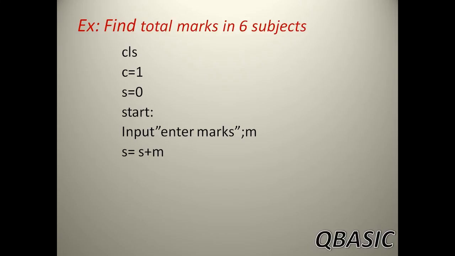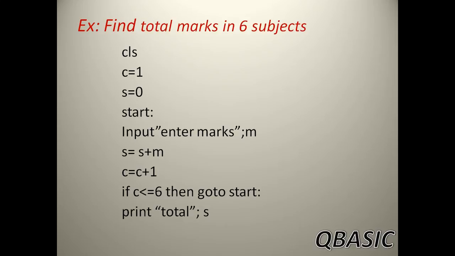S equals S plus M means the input value will be added to the accumulator. Next, you have to increase the value of the counter by 1, so C equals C plus 1. Now the C value equals 2. Up to how many times? Up to 6 times. If C is less than or equal to 6, then go to start. If it is more than 6, it will print the total value.